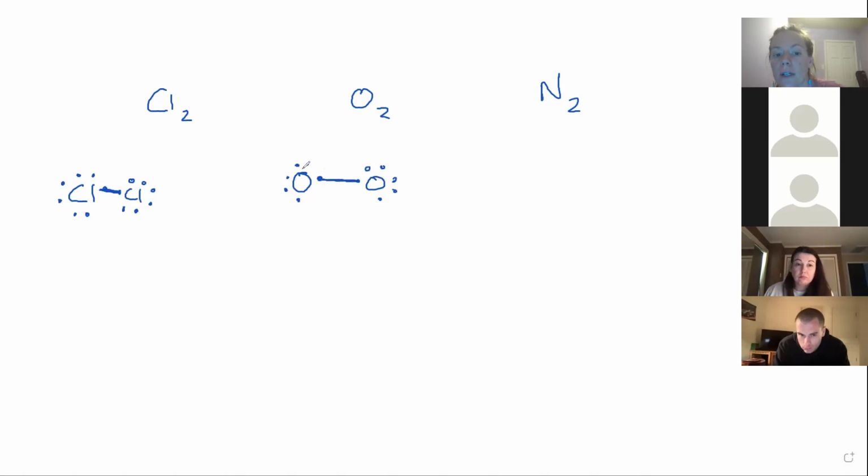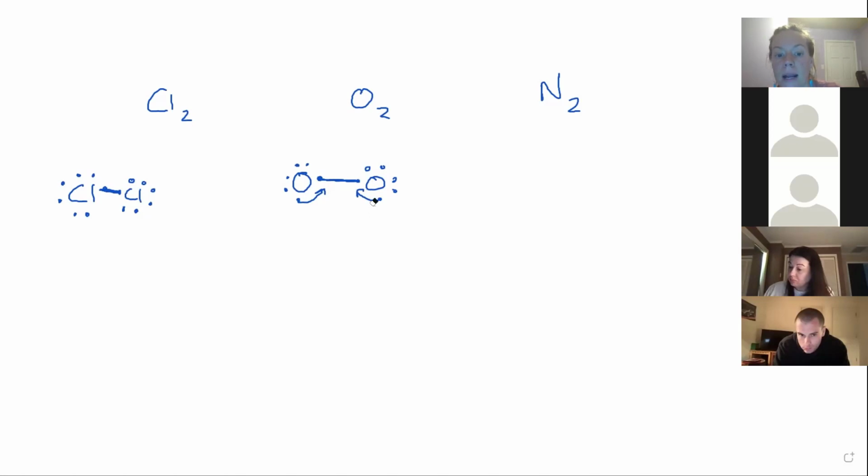Now, this oxygen over here has access to 2, 4, 6, 7 electrons. And this one also has access to 7 electrons. So they're closer to the octet, but not quite at the octet. So what these oxygens are going to do, they're going to take these electrons and they're going to move them over here and make what's known as a double bond.